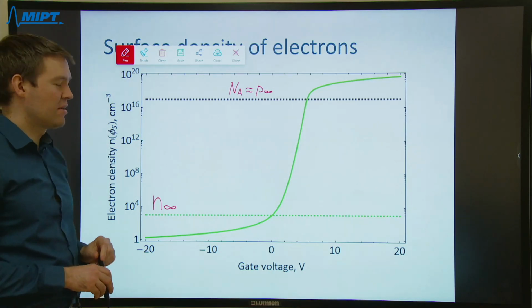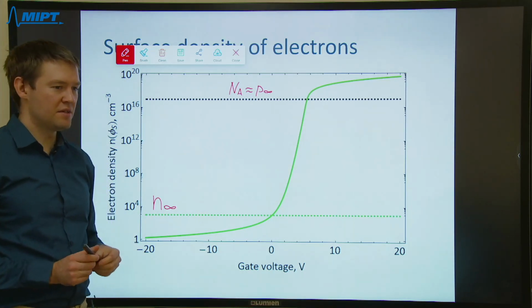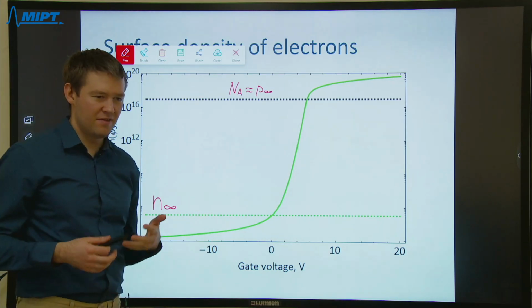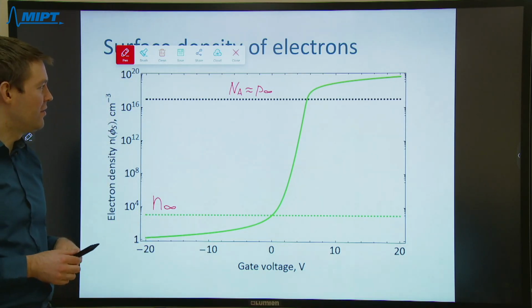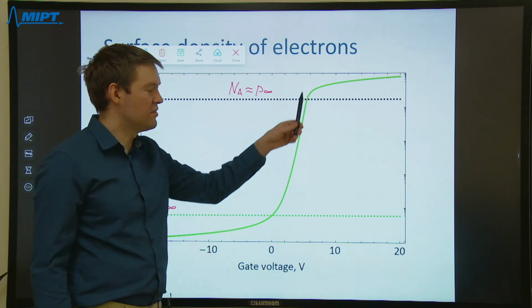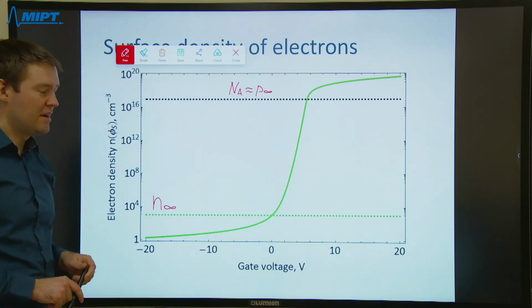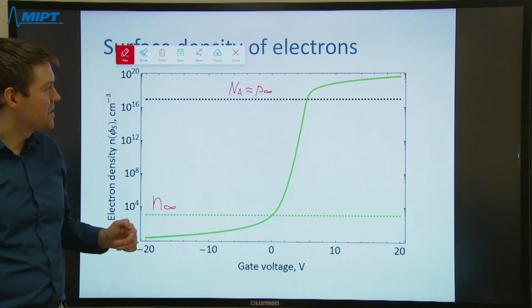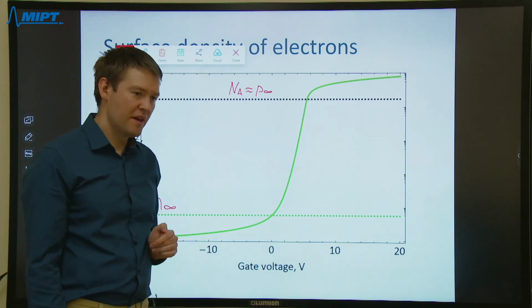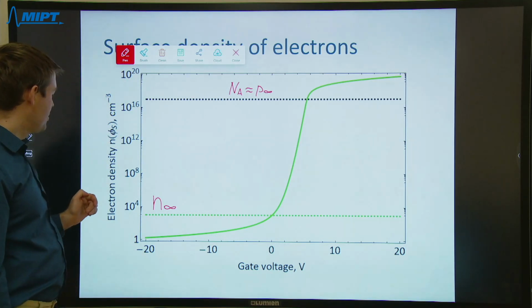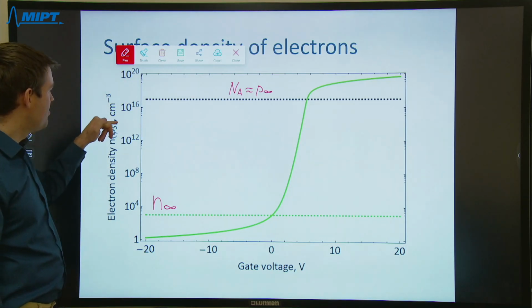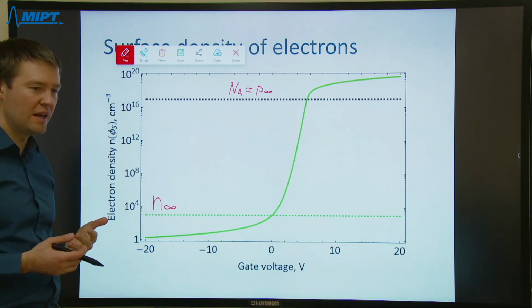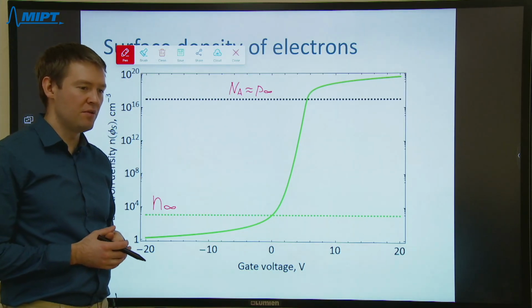I think you can make this numerical solution by yourselves and see all these fascinating phenomena of enrichment and inversion layer formation with a simple numerical calculation. But this is not everything. Here I show you the electron density per unit volume, per centimeter cubed.